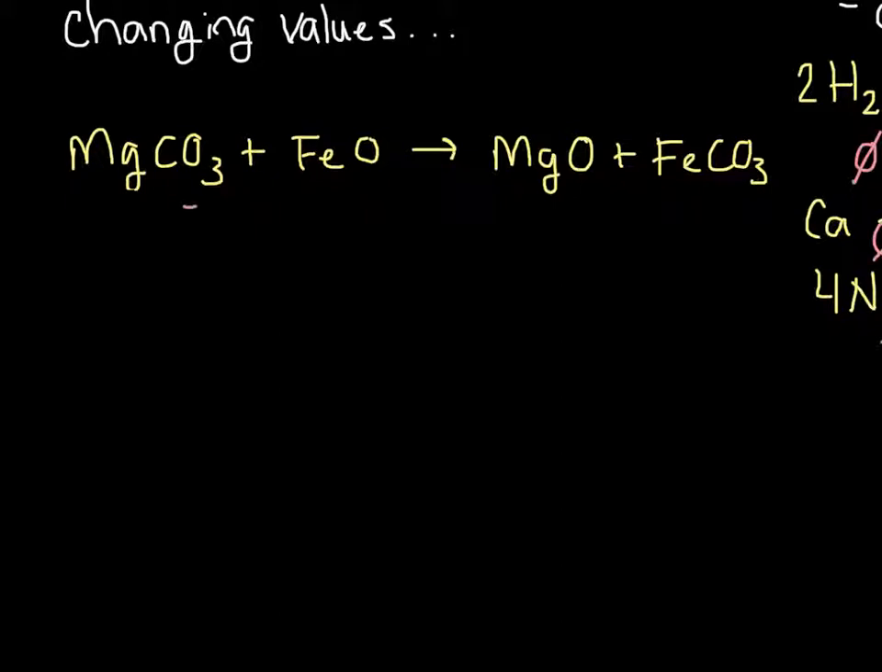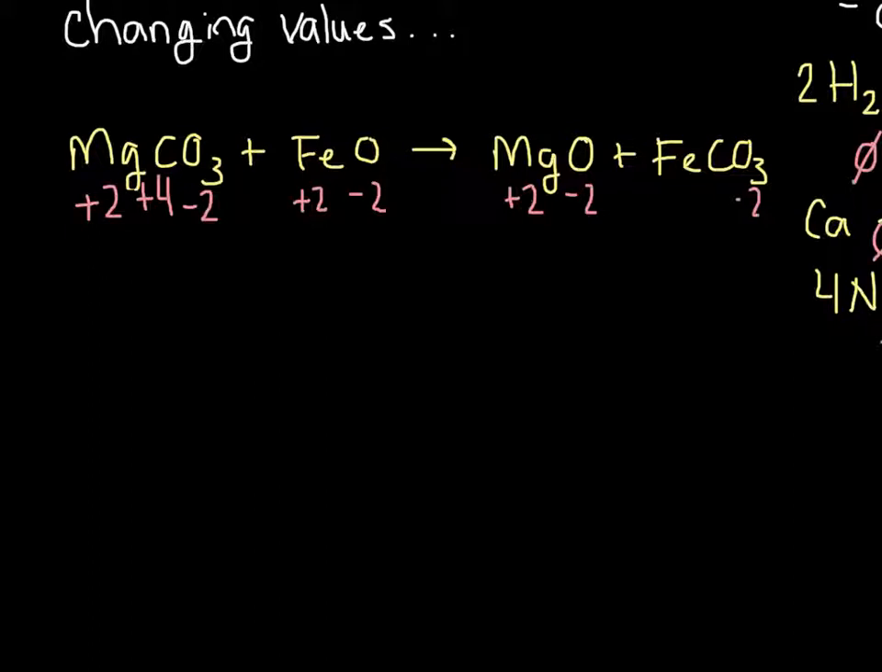We know oxygen has a negative 2 charge. We know magnesium carries a positive 2 charge. There's a total of negative 6 on oxygen, so that means carbon needs to have a positive 4. Iron is going to have a positive 2 because oxygen has a negative 2 and it's a 1-to-1 ratio. Looking at the product side, oxygen has negative 2, so this magnesium has to have a positive 2.